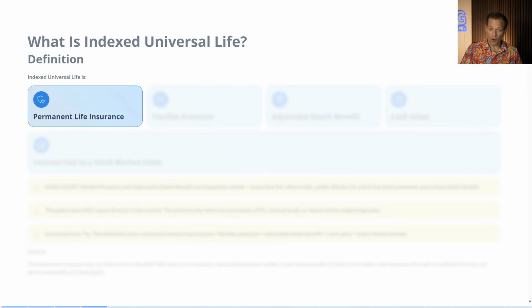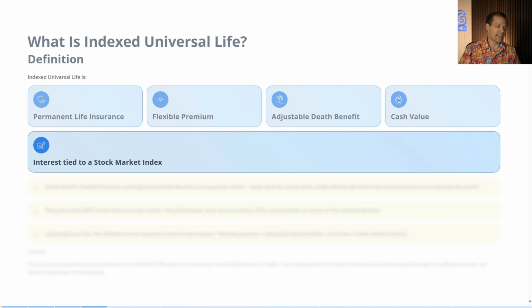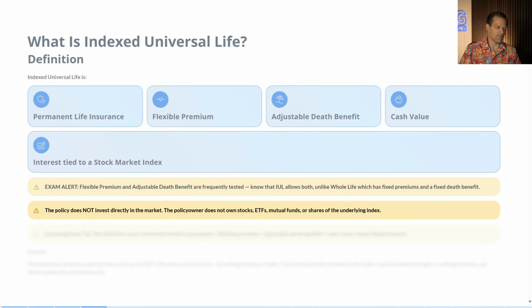It is permanent life insurance. It has a flexible premium. You can adjust the death benefit, and it has cash value. The big difference is that interest is tied to a stock market index that you'll be credited on. So understand that flexible premium and adjustable death benefit are frequently tested. Know that IUL allows both, unlike whole life that only has fixed premiums and a fixed death benefit.